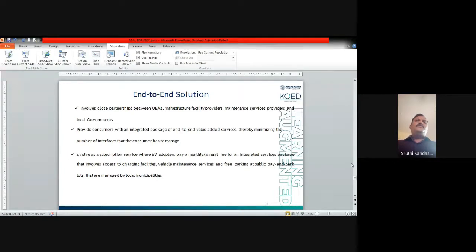It involves close partnership between the OEM, infrastructure facility provider, maintenance service provider, and local government. Provide the consumer with an integrated package of end-to-end value-added service, thereby minimizing the number of interfaces that the consumer has to manage. Evolve as a subscription service where EV adopters pay a monthly or annual fee for an integrated service package that involves access to charging facility.